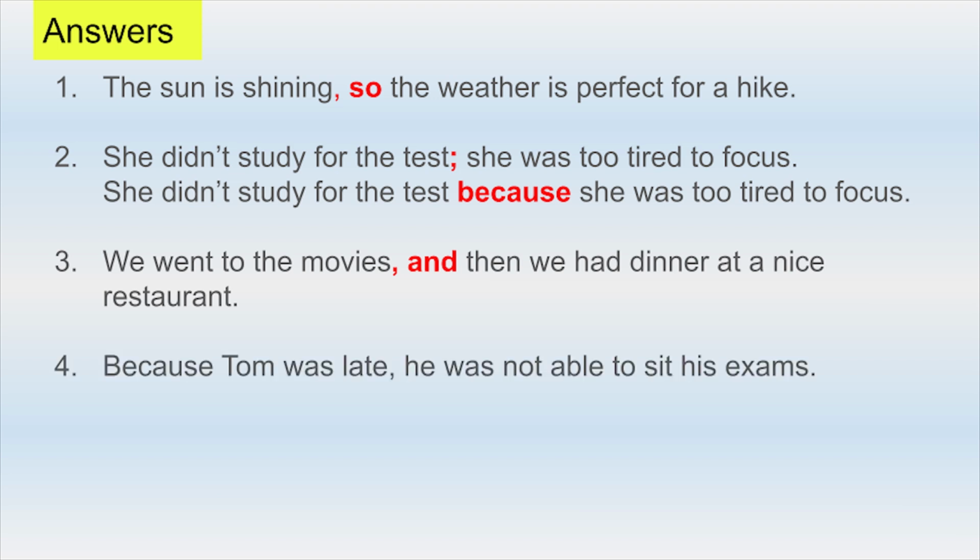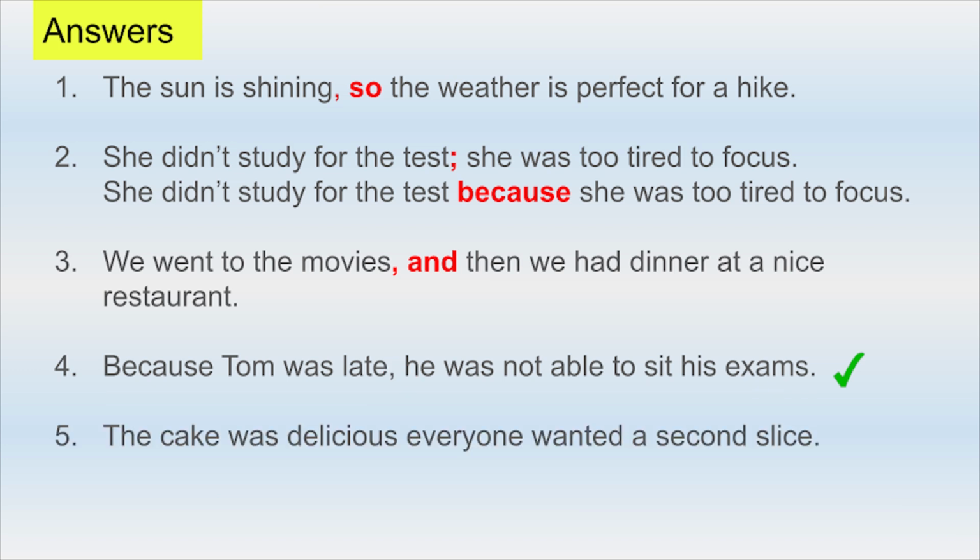Number 4. Because Tom was late, he was not able to sit his exams. Is this a run-on sentence? No, it is not. It is a correct sentence. In this sentence, we have a dependent clause, "because Tom was late", and an independent clause, "he was not able to sit his exams". We use a comma to join a dependent clause to an independent clause. So this sentence is correct as is.